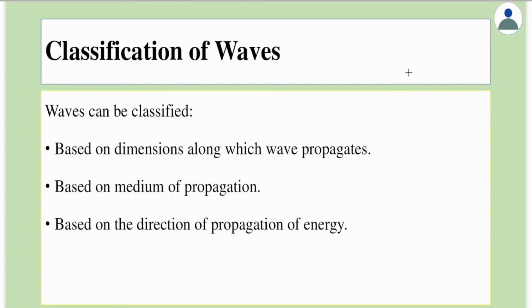Hello everyone, let's study about the classification of waves. Waves can be classified based on dimensions along which the wave propagates, based on medium of propagation, and based on the direction of propagation of energy. Let's look at one by one.